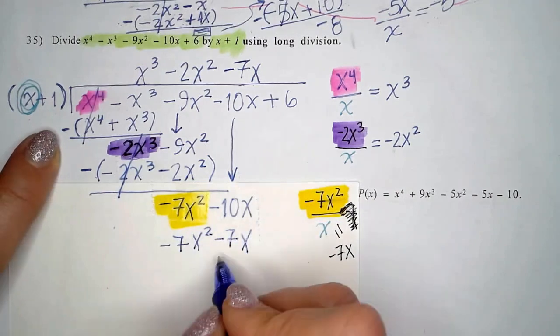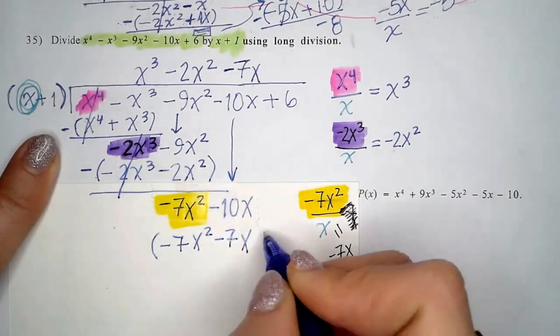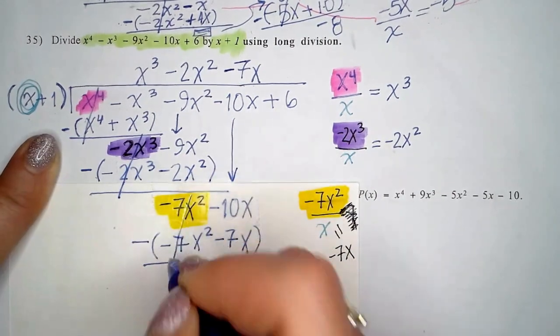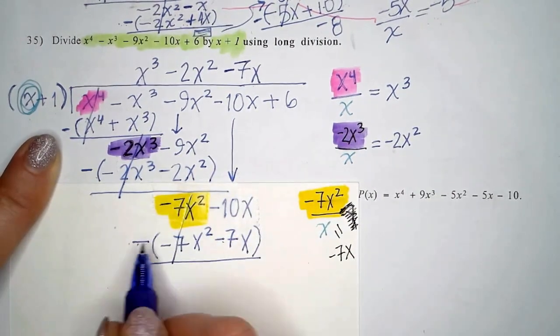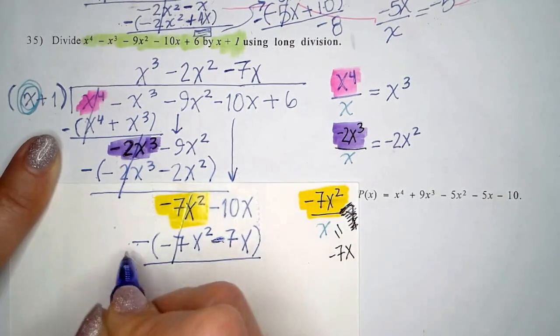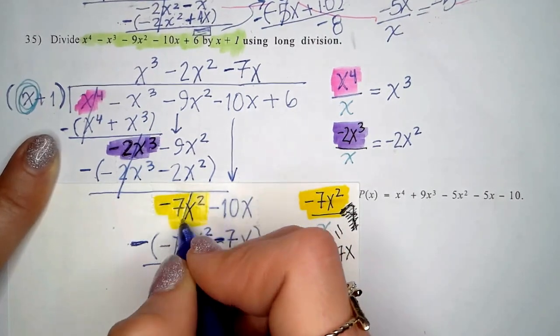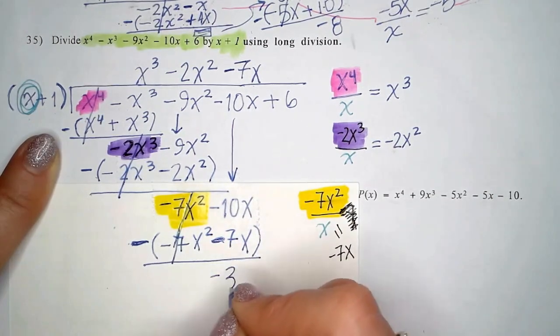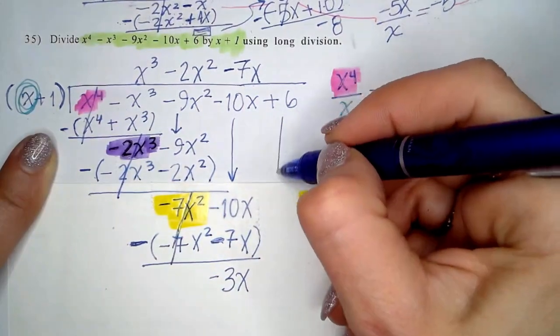Then after you write this thing down, what do you do next? Parentheses, minus sign, underline, good, and cancel. Thank you. Minus negative really means plus. What's negative 10? Because that's already canceled, right? What's negative 10 plus 7? Negative 3x. Now we bring down plus 6.